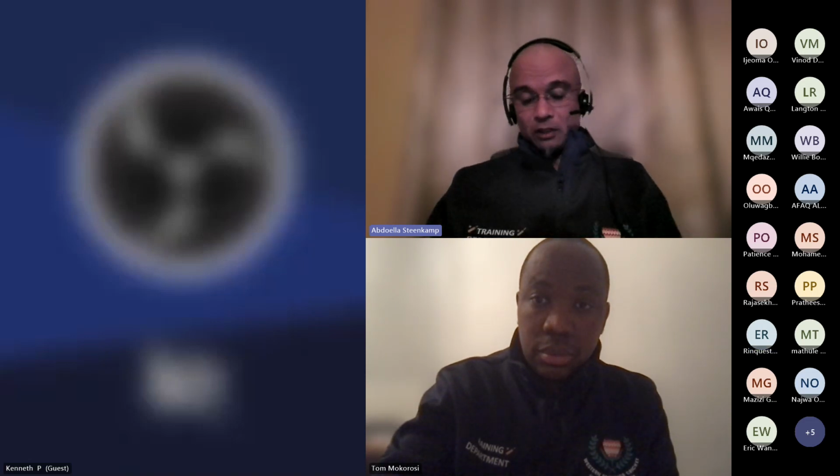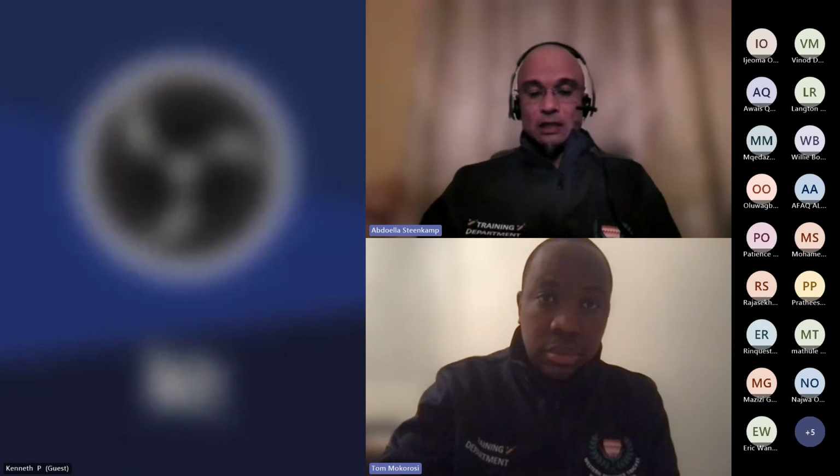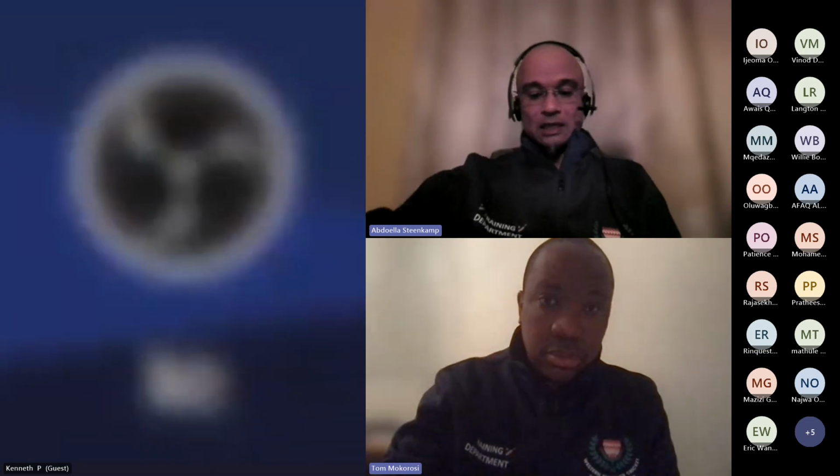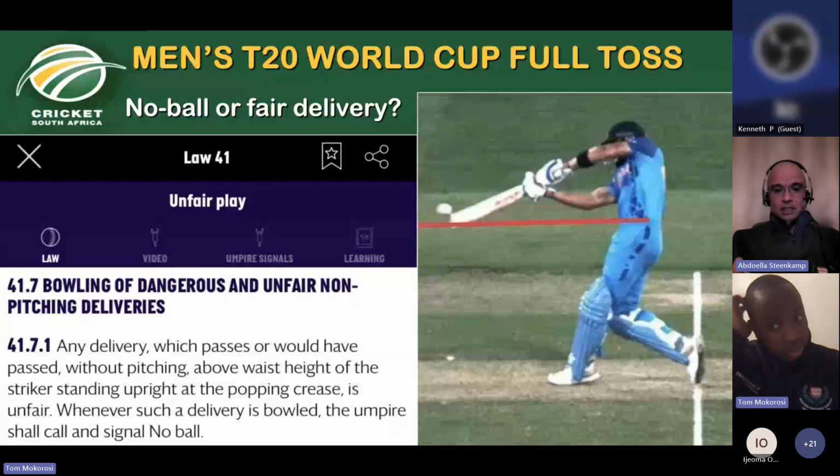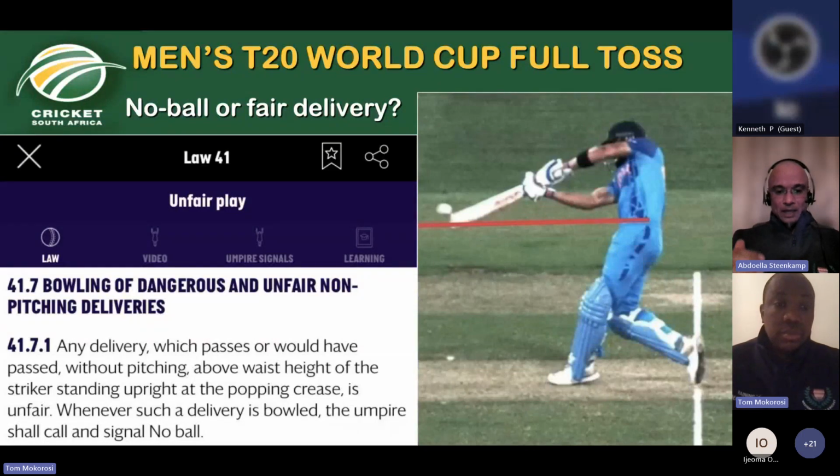So this is going to be a difficult judgment call because the batter is now 2.5 meters outside the crease. Now the ball is above waist height. Thank you, Tom, for putting the picture on. So looking at this picture, where do you judge it? Do you judge it when the ball hit the bat? Or where do you judge it? The law tells us you need to judge it: striker standing upright at the popping crease. Is it above waist height?